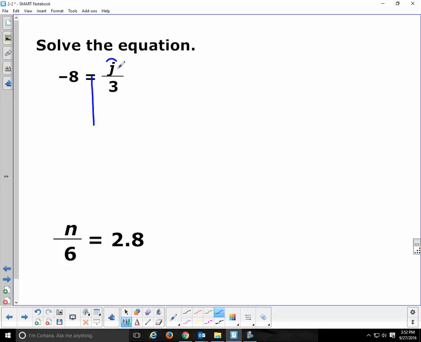So if we want to get j all by itself, this is a fraction, but really a fraction is just division. So this is j thirds, j over 3. But that's just j divided by 3. That's what a fraction is. So the opposite of divide, times.